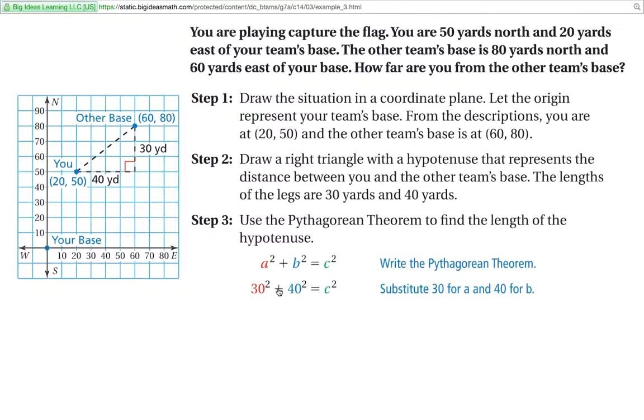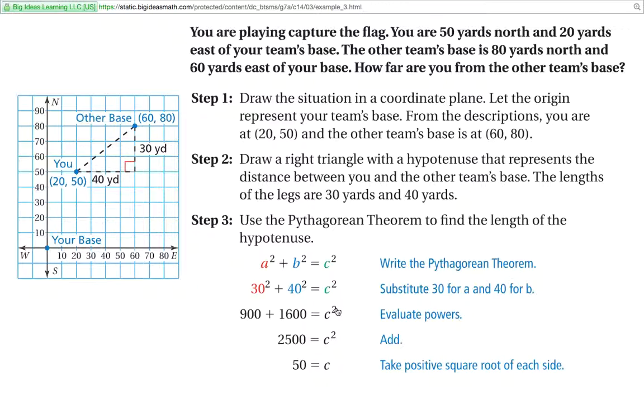30 squared is going to give you 900 and 40 squared is going to give you 1600. Add those two up, you get 2500, and then the square root of 2500 is 50. So we know that you, to the other base, is a total of 50 yards away. So that's using real life math, Pythagorean Theorem.